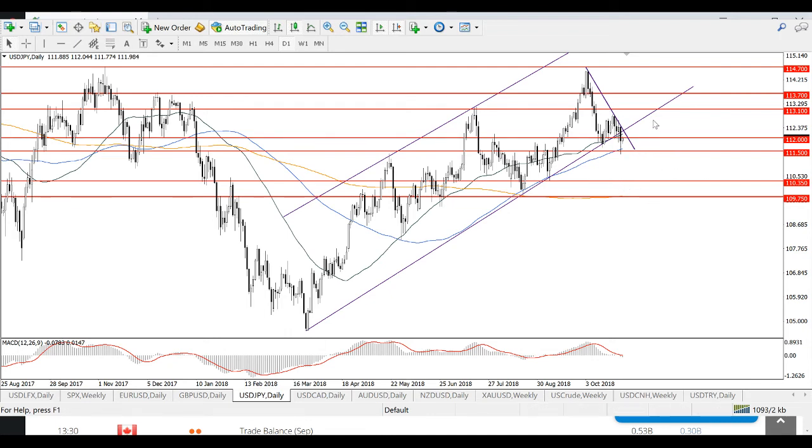from the United States. If there are no such data releases and if American figures disappoint, then the downside scenario will be in play for the pair, and technically this scenario looks more likely.